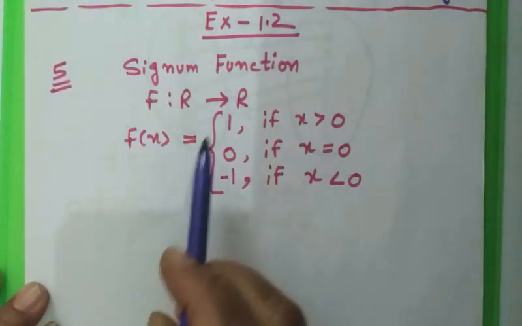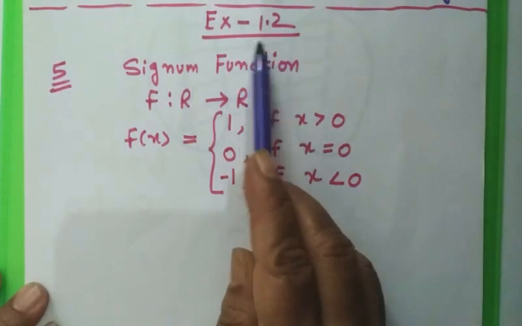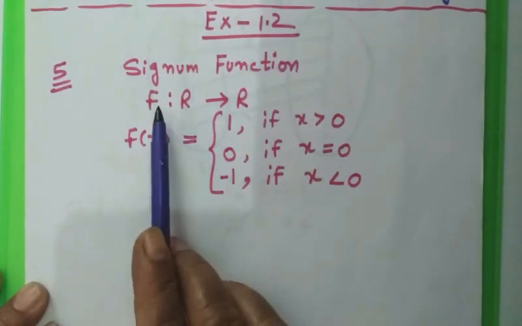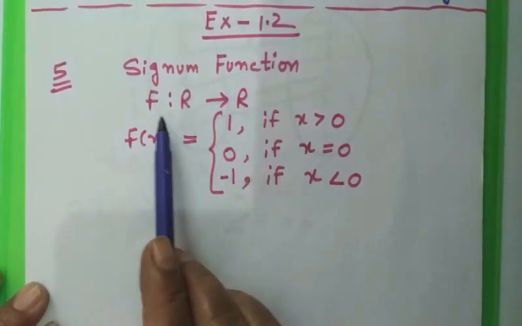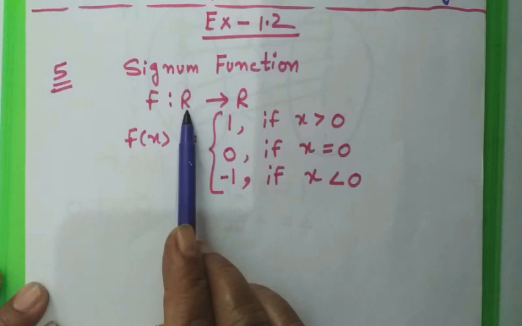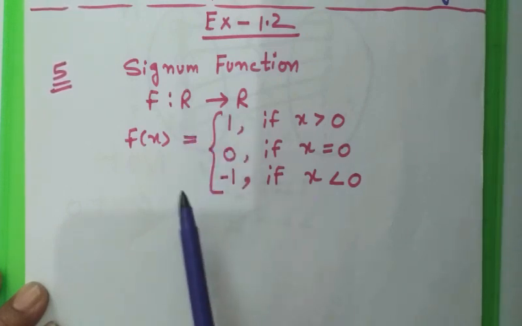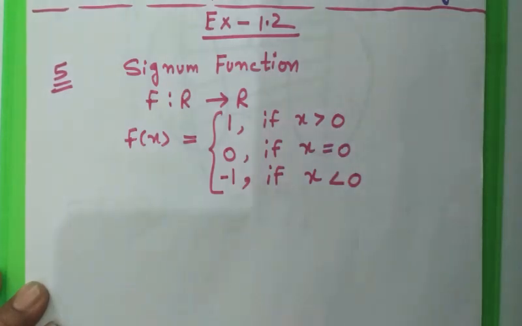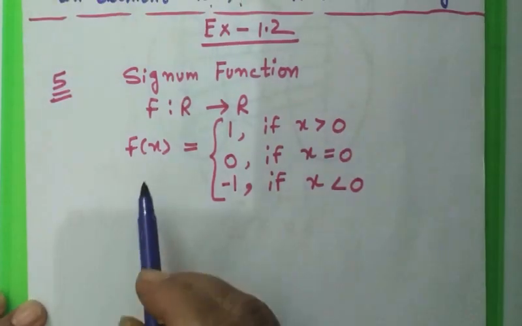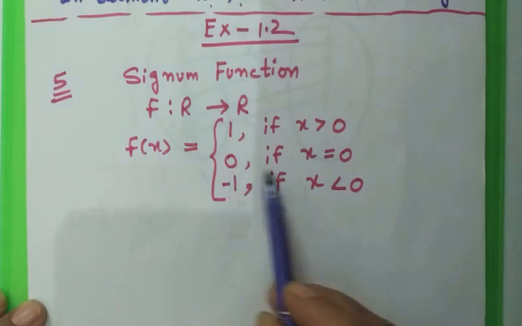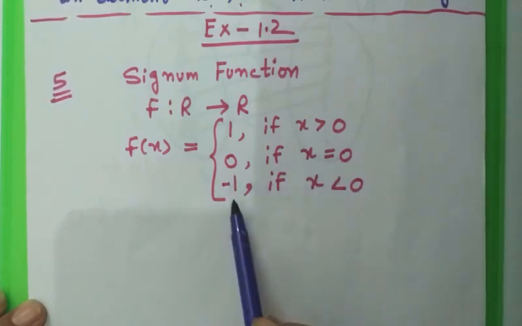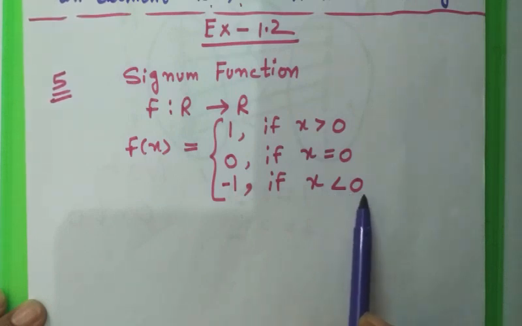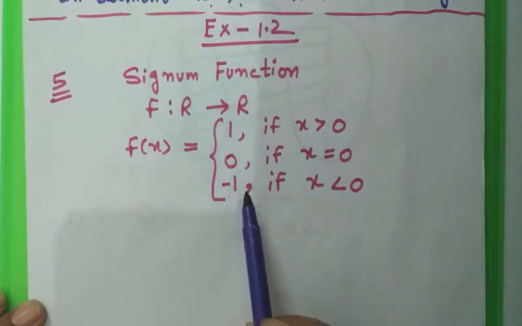Let us consider question number 5 of exercise 1.2 NCERT, the signum function. Function of this kind, where f is a function from the set of real numbers to the set of real numbers, and f(x) is 1 for all x greater than 0, means for all positive real numbers. The function f(x) maps 0 to 0, and f(x) is -1 for all x less than 0. That means for all negative real numbers, the function becomes -1.